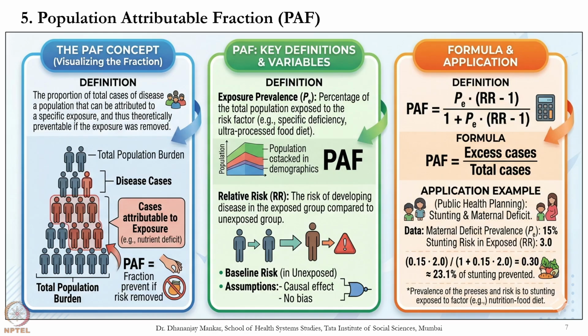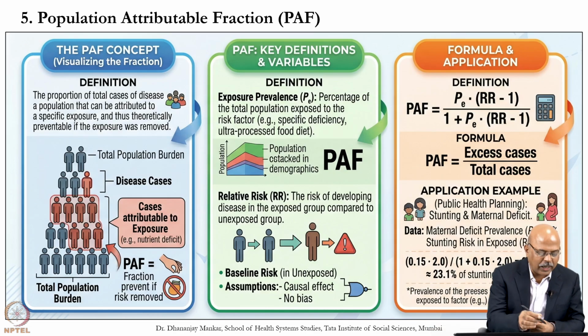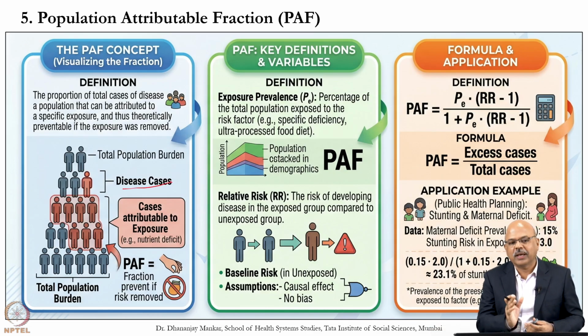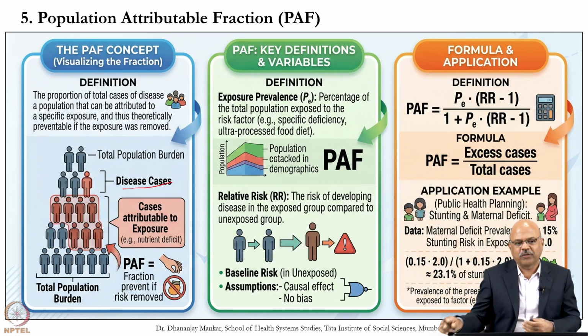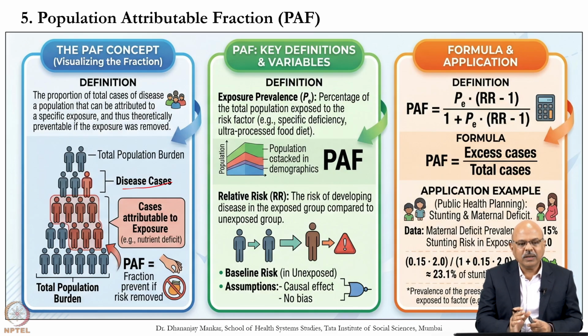So if we talk about a total population burden, and out of that there are disease cases which are being highlighted over here, and you can say the cases attributable to the exposure, where you can say they might be nutrition deficient, and then you have to take the total population burden. So what can be the PAF? The PAF will be the fraction prevented if the risk is removed. If this fraction is removed, you may say that the risk is being removed. So the PAF component is very visible over here for the fraction part. So the fraction is being stated whether certain cases are attributable to the exposure.